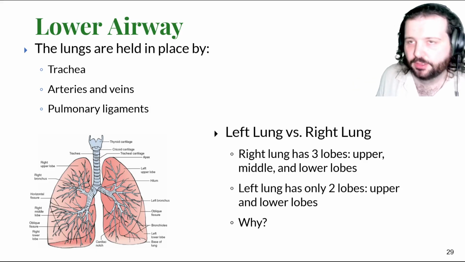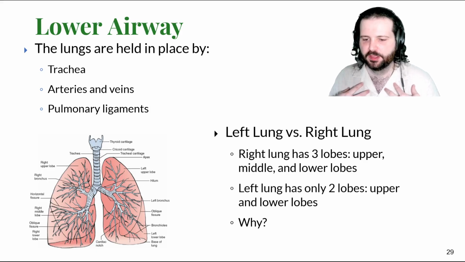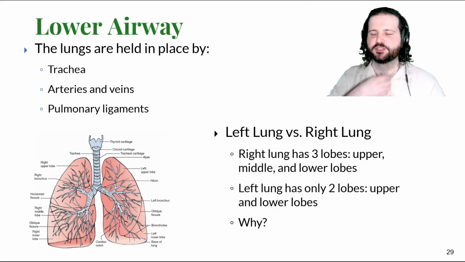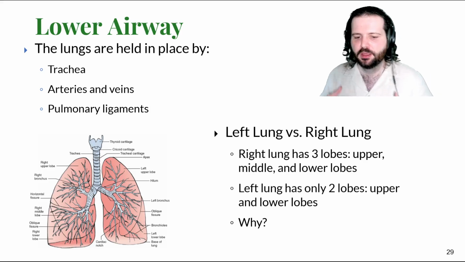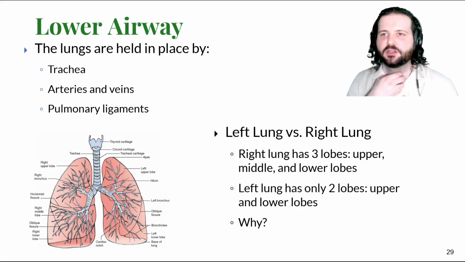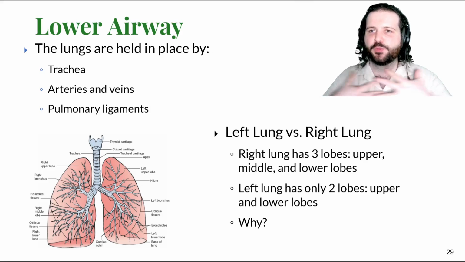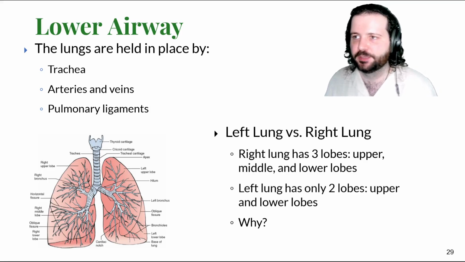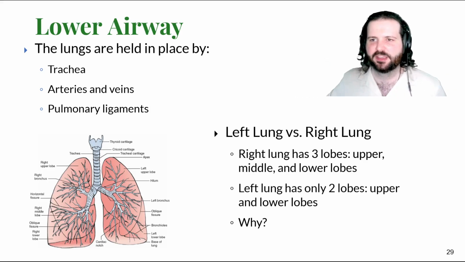All right, so now the stuff that we can't see, that lower airway. This is all about our lungs. The trachea is going to be part of it because the trachea goes down deep and then splits out into our lungs. The main things are, our lungs are held in place by our trachea, by some veins and arteries that weave through and interconnect with that tissue, and also some what we call pulmonary ligaments, which are similar to muscles and tendons and keep them in their normal position.